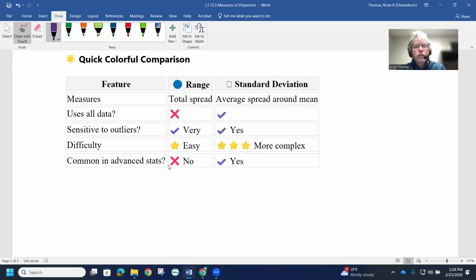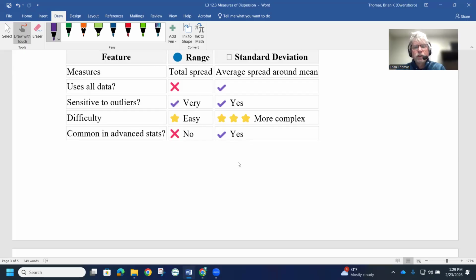So in advanced statistics, range isn't really used as much as standard deviation is. It's used quite often in more advanced statistics.